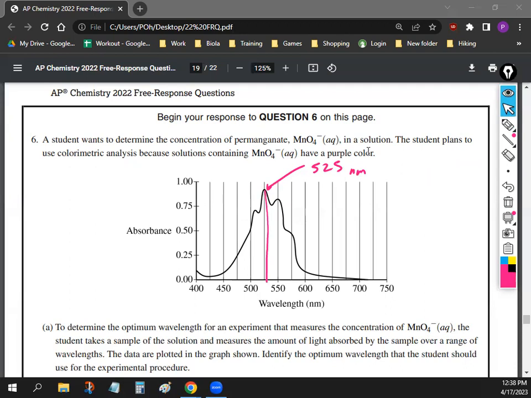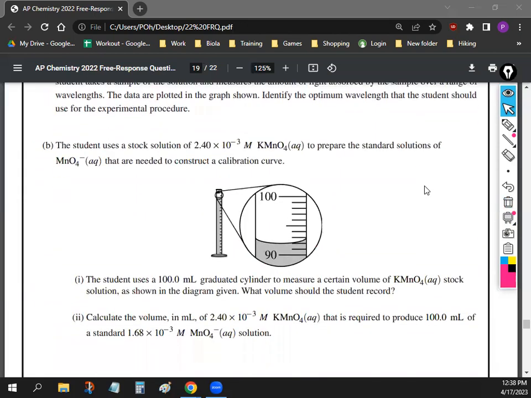Okay, so if you guys ever see a graph with absorbance, the peak of that graph is the best absorbance, and that's the wavelength that'll be best to do that experiment. Okay, easy peasy, right? All right, let's move on to the next part, part B.